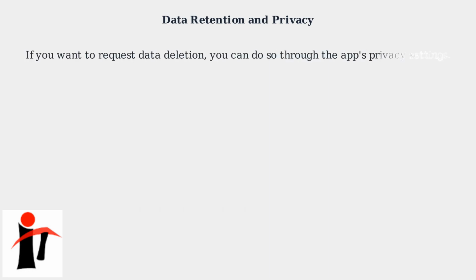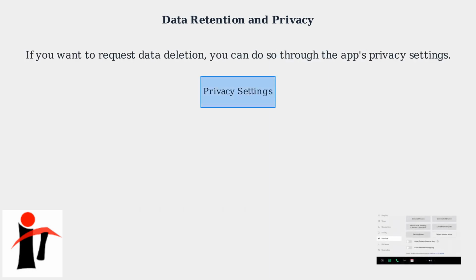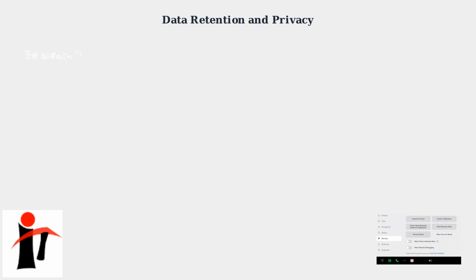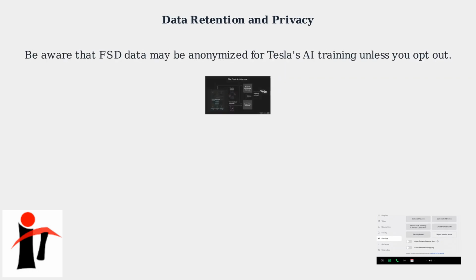If you want to request the deletion of your data, you can access this option through the Tesla app's privacy settings. Navigate to the Service or Settings menu in the app to find data management options. Additionally, be aware that your full self-driving data may be anonymized and used for Tesla's AI training purposes. This helps improve the system's performance, but you can opt out of this data sharing in the privacy settings if you prefer not to contribute.